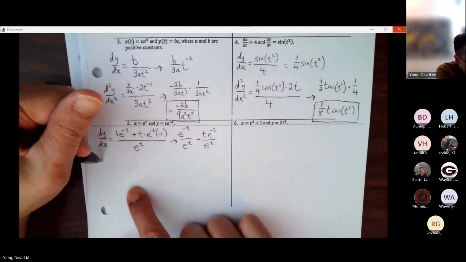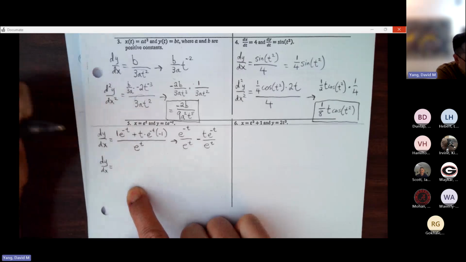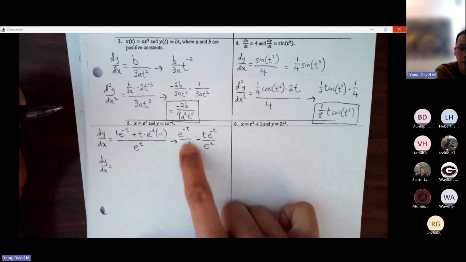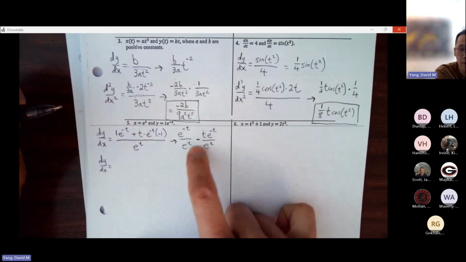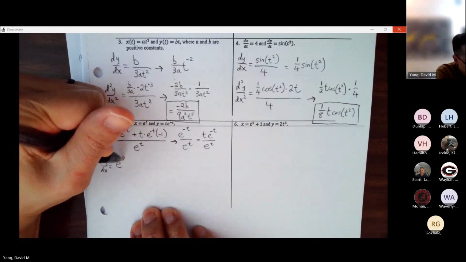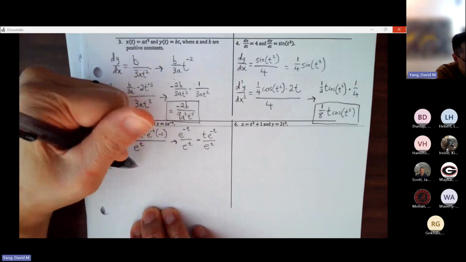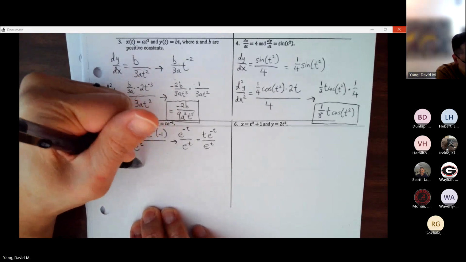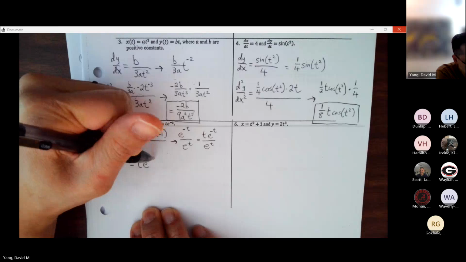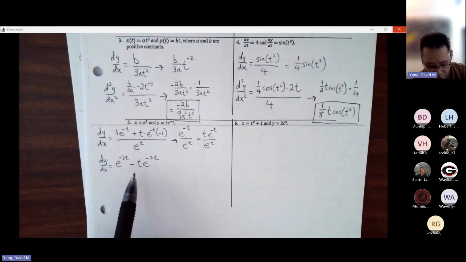If I merge this together, I get e to the negative 2t. If I just want to bring it up together to the numerator, negative t minus a t will be negative 2t. So there's my halfway point.